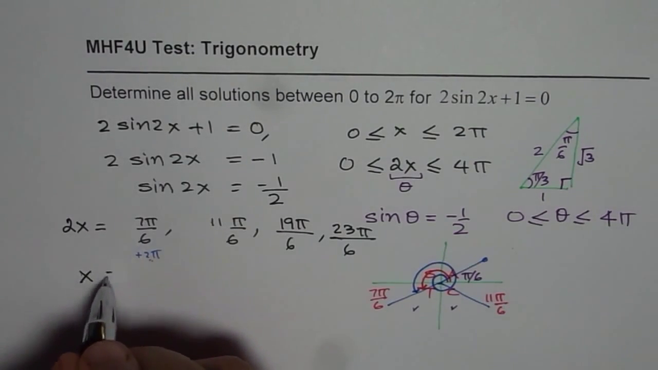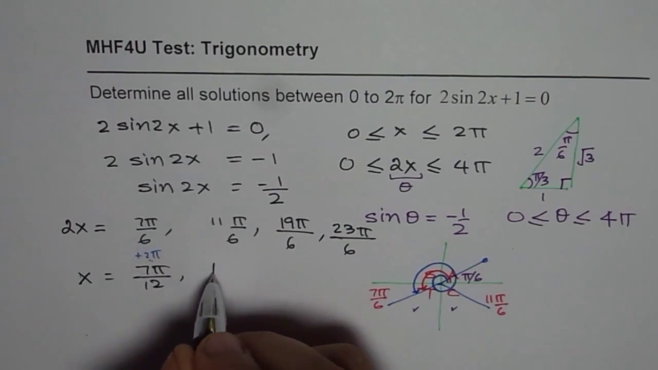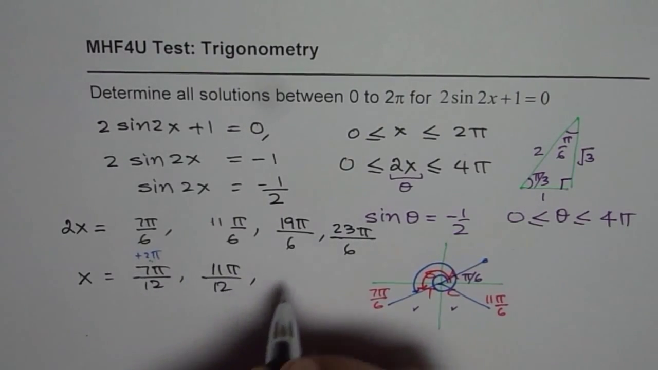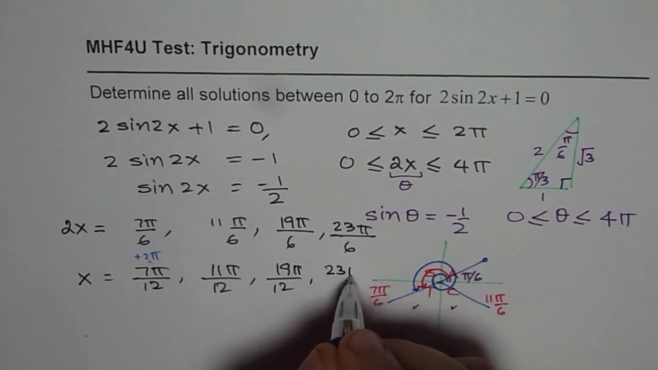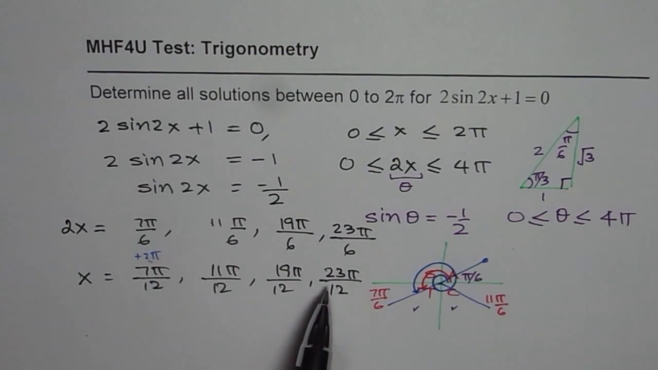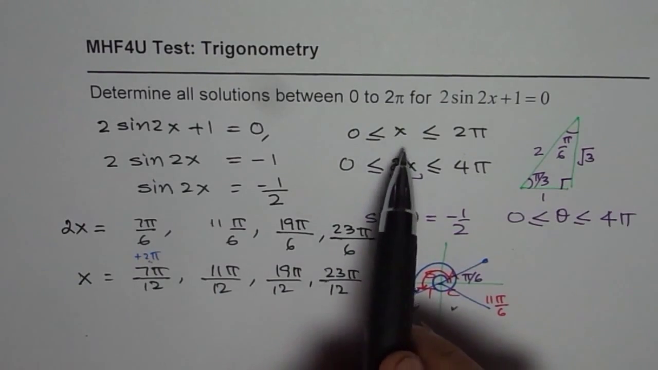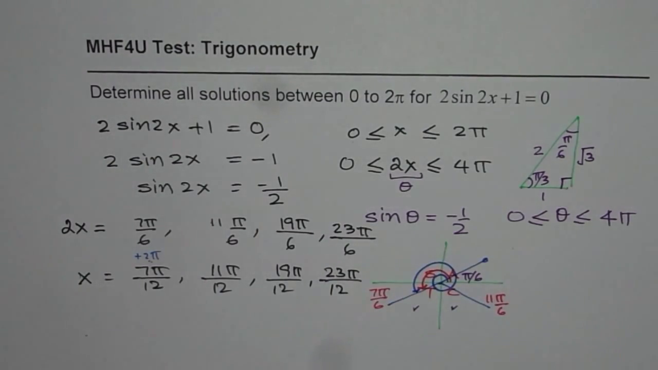So x is going to be half of these values. So that is going to be 7 pi by 12, 11 pi by 12, 19 pi by 12, or 23 pi by 12. As you can see, 23 pi by 12 is less than 2 pi, right? 2 pi will be 24 pi by 12. So x is still between 0 and 2 pi. I hope you understand and appreciate this concept. And that is the reason why I have taken this question.